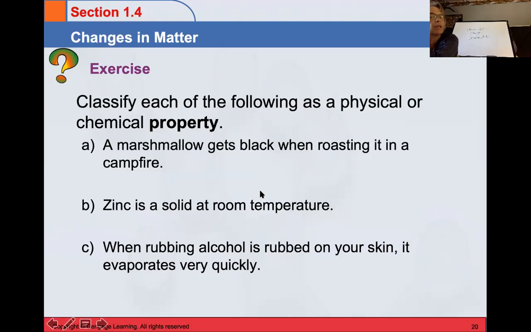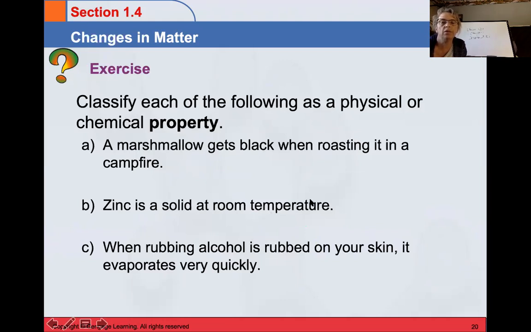For this next exercise, classify each of the following as either a physical or a chemical property. So go ahead and pause your recording. It's important to take a few minutes to work on each one of these problems. A marshmallow gets black when roasting it in a campfire. So has the marshmallow changed into something that can change back, or has it been permanently changed into a new substance?